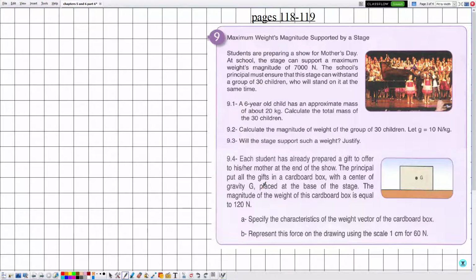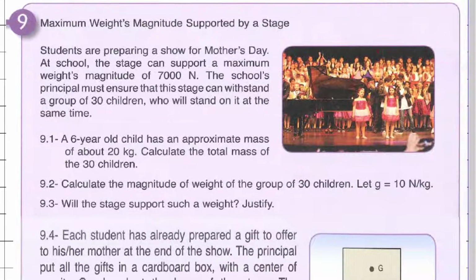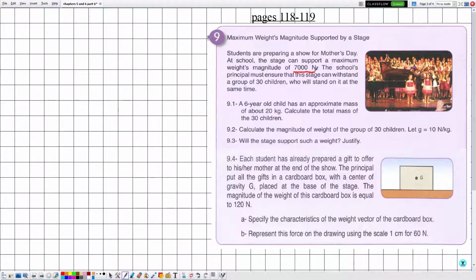Now exercise number 9, pages 118 and 119. The title of this exercise is Maximum Weights, Magnitude Supported by a Stage. Students are preparing a show for Mother's Day. At school, the stage can support a maximum weight of 7,000 newtons. So the maximum weight that this stage can withstand is given by 7,000 newtons.